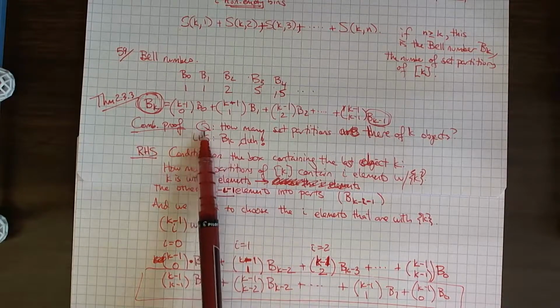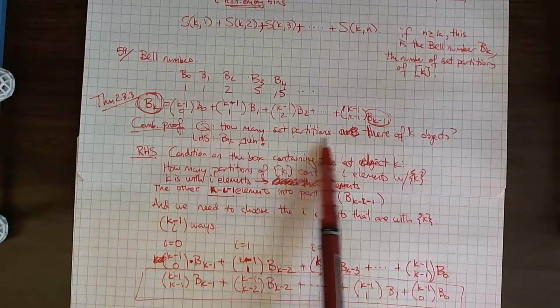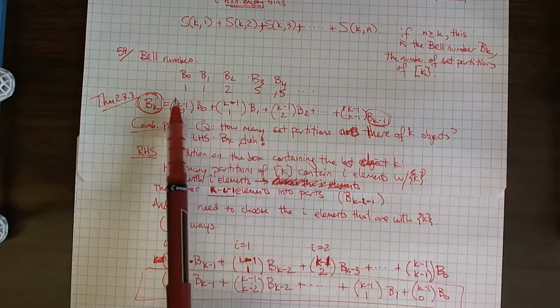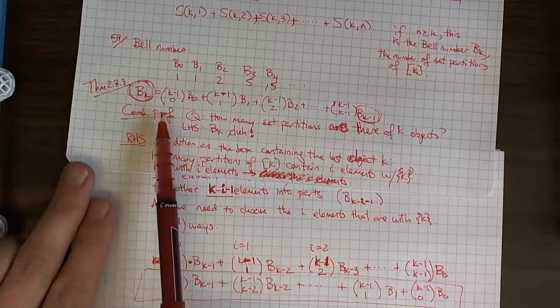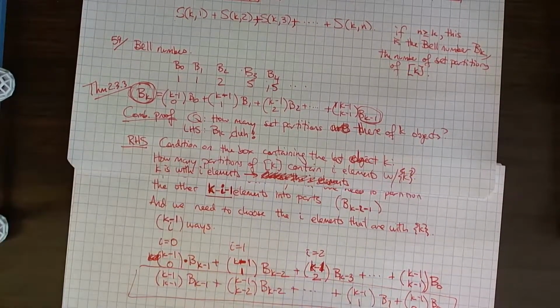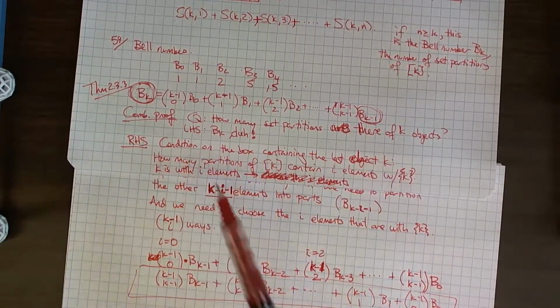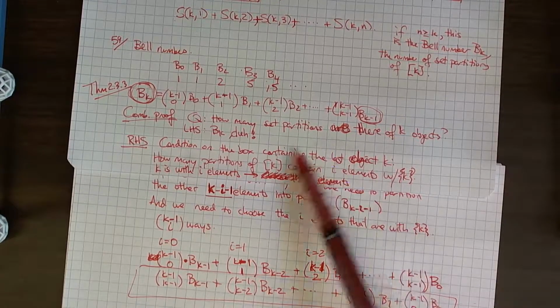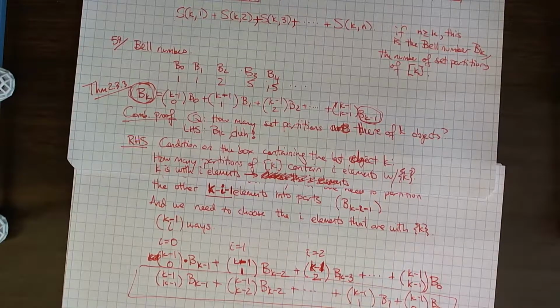So we started out with the question, how many set partitions are there of k objects? The answer of that is b sub k. And then the right-hand side is conditioning on the box containing the last object, k. And then when we condition, we get this sum.